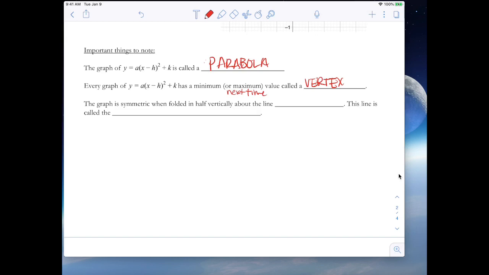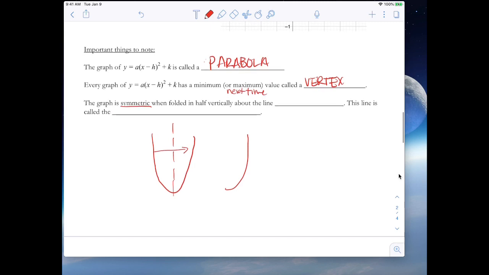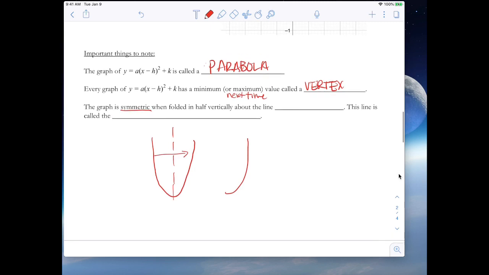Okay, I want us to also notice that the graph is symmetric. What that means is when I have a parabola, I can find a line where if I fold this in half, it would fold on top of each other. In this case, it's called an axis of symmetry. I'm going to have to scroll up here to show you.